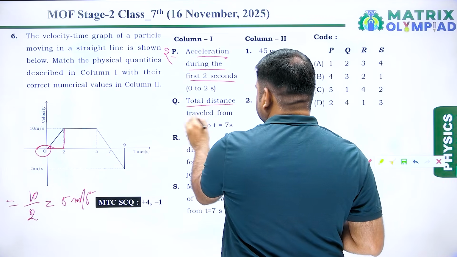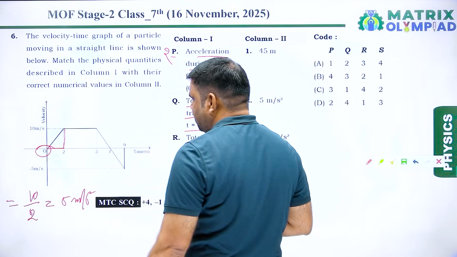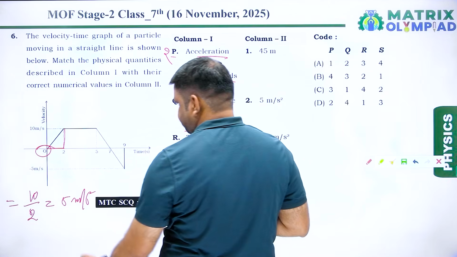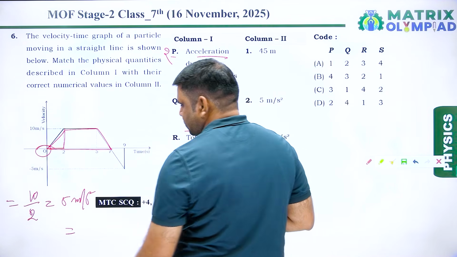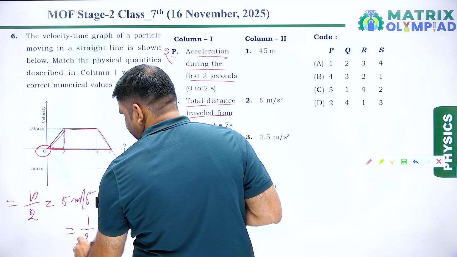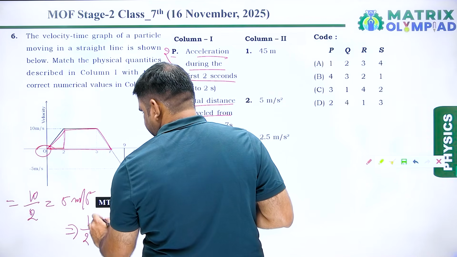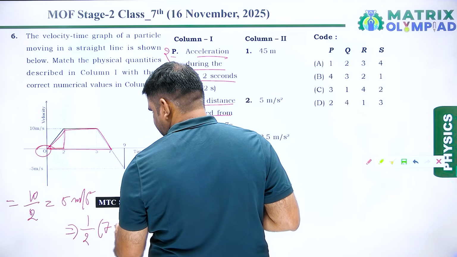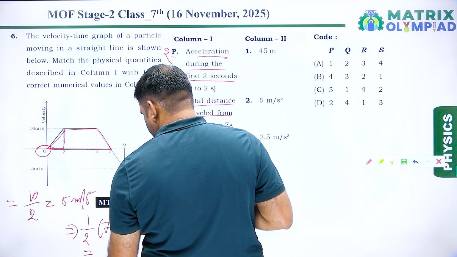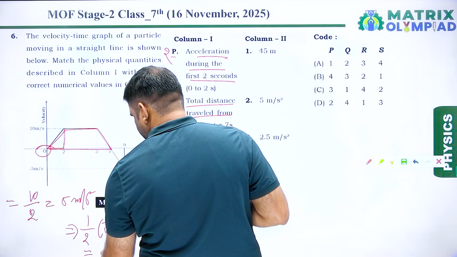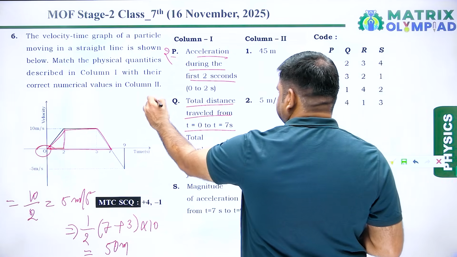Now, total distance traveled from 0 to 7 seconds. Students, we know that the area of a velocity-time graph gives us the distance traveled. So this is the area for 0 to 7 seconds. This is a trapezium, so the area of a trapezium is 1 by 2 times the sum of parallel sides, that is 7 plus 3, into height, that is 10. So 7 plus 3 is 10, 10 into 10 is 100, by 2, that is 50 meter. So Q matches with 4.